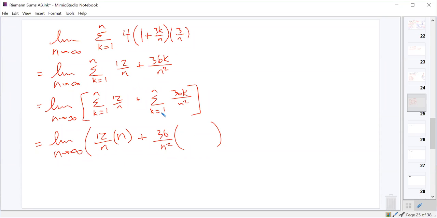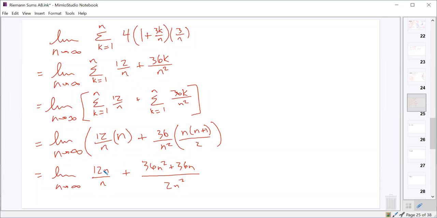What's the sum from k equals 1 to n of k? n times n plus 1 over 2. Times n plus 1 over 2. And so now we should be able to simplify this down. We have the limit as n approaches infinity of one rational function, 12n over n, plus another rational function, 36n squared plus 36n over 2n squared.